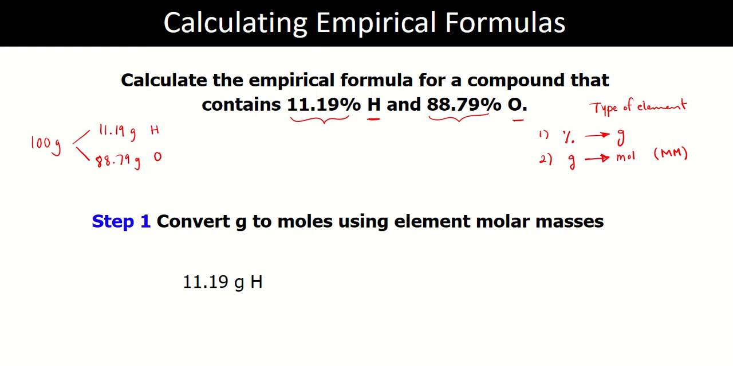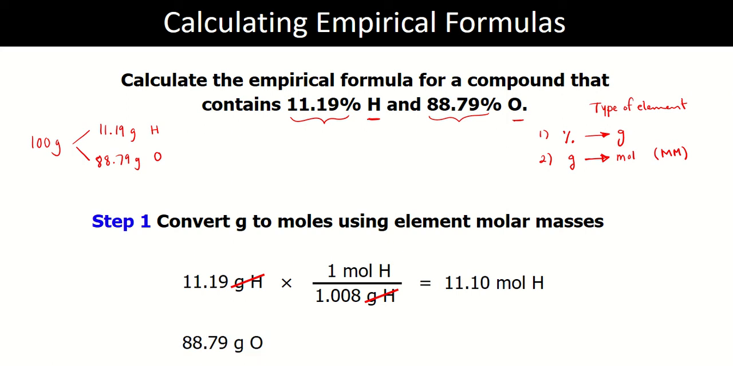Let me show you the calculation we have here. I'm going to convert grams to moles. 11.19 grams hydrogen. I'm going to use the periodic table. In the periodic table I use, we have this molar mass for hydrogen, 1.008 grams. So I cancel out grams and I calculate moles of hydrogen. Same for oxygen: I use the molar mass of oxygen and convert that to moles. So guys, I completed this step. I converted grams to moles. So we have moles of hydrogen and moles of oxygen.